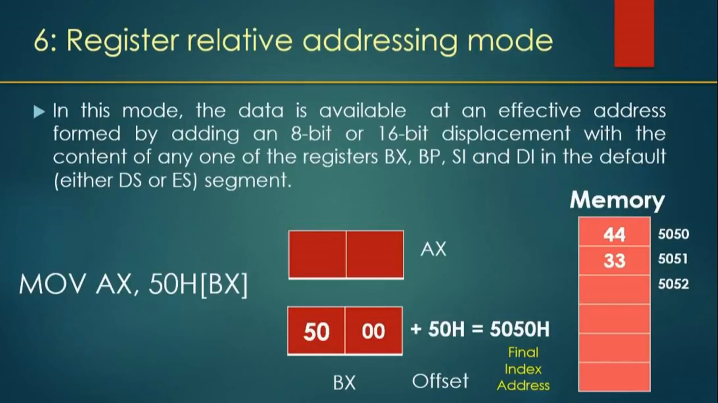So 50 hex is the offset and it is added with 5000 hex, which is pointed to by the offset register BX, and the resultant value will be 5050. This is the memory location inside the data segment or the extra segment, and the memory location is being pointed to by the resultant address 5050 hex, and data from that location will be copied to the AX register.